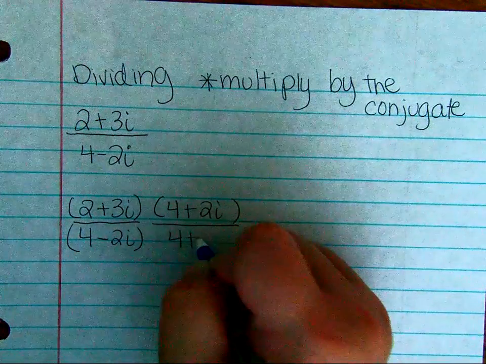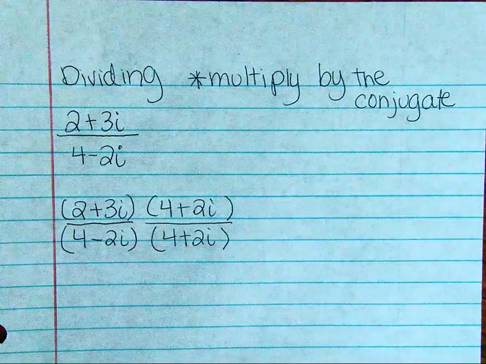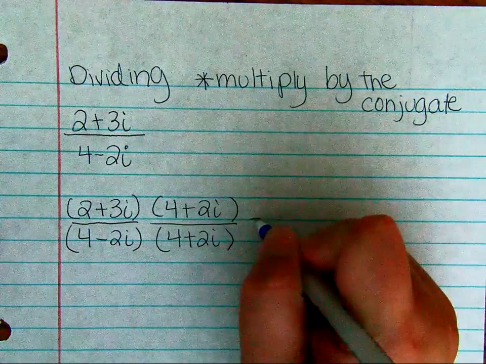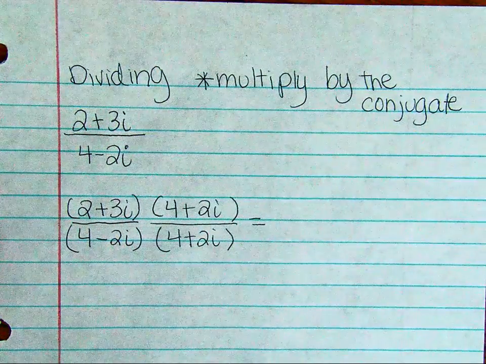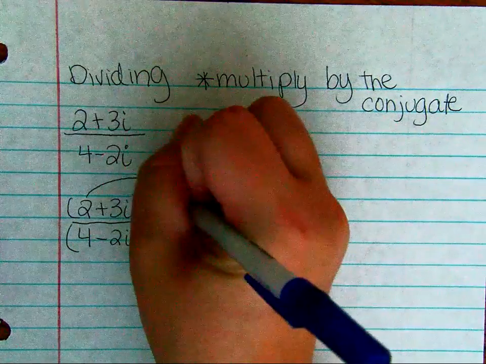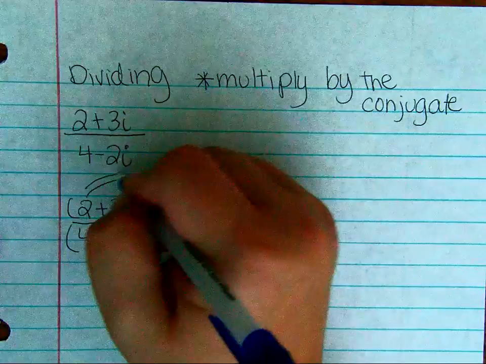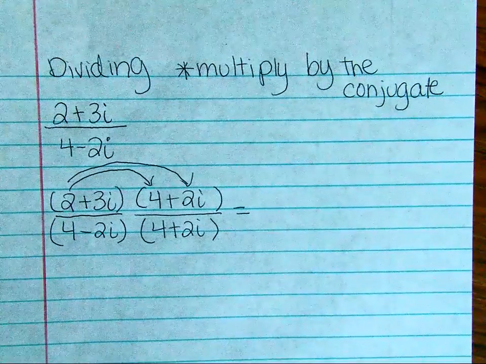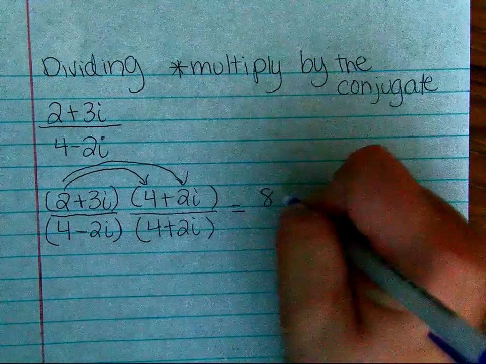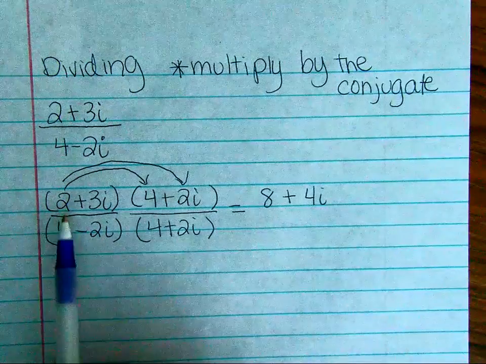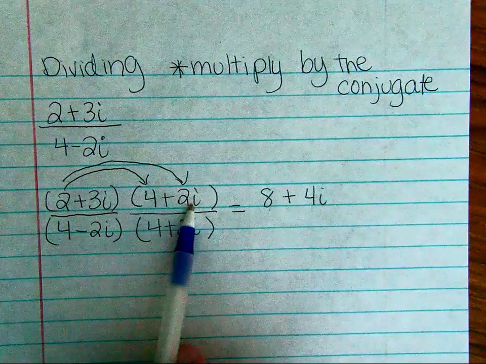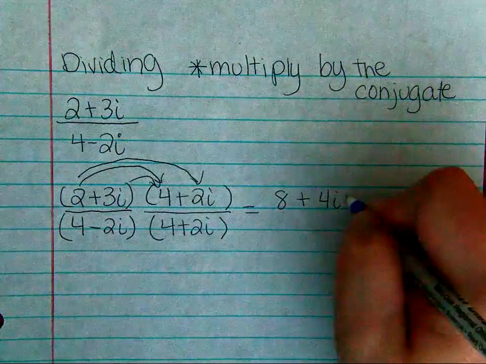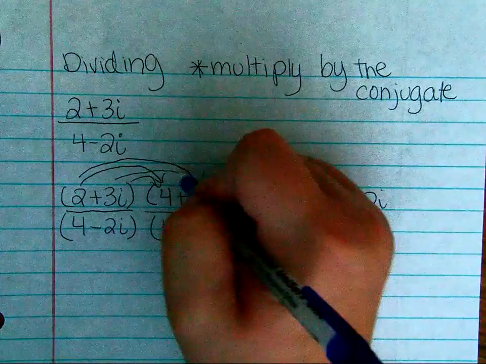Okay, here might be a good time for you to pause the video and see how you can do, because all I've done is turn this problem into 2 FOIL problems, one on the top and one on the bottom. So I would do 2 times 4, 2 times 2i. So go ahead and see if you can simplify this. Pause the video and see how you do. So I would have 2 times 4 is 8, 2 times 2i is 4i, and I would do 3i times 4, so I'd have plus 12i, and then 3i times 2i would be 6i squared.